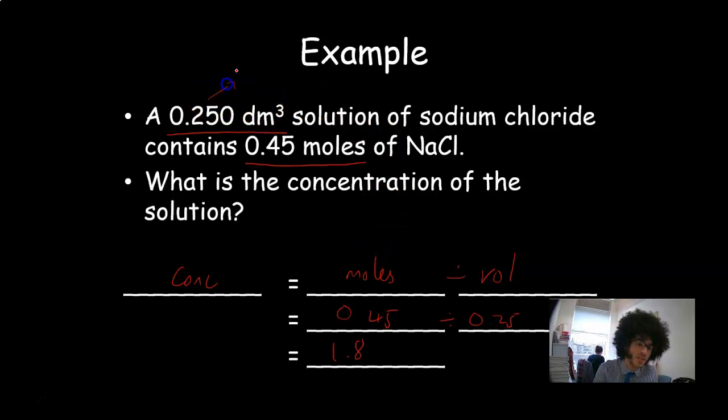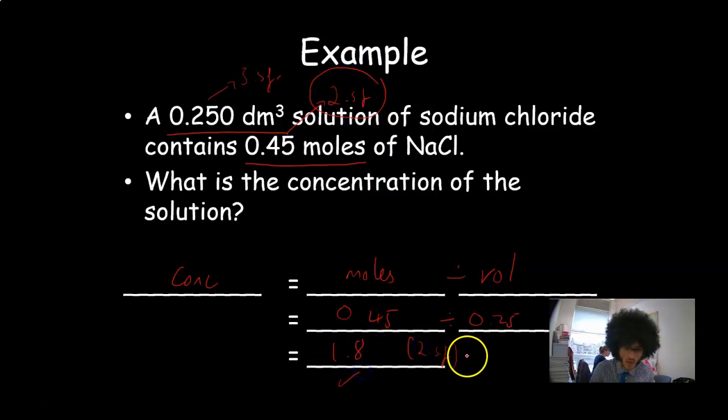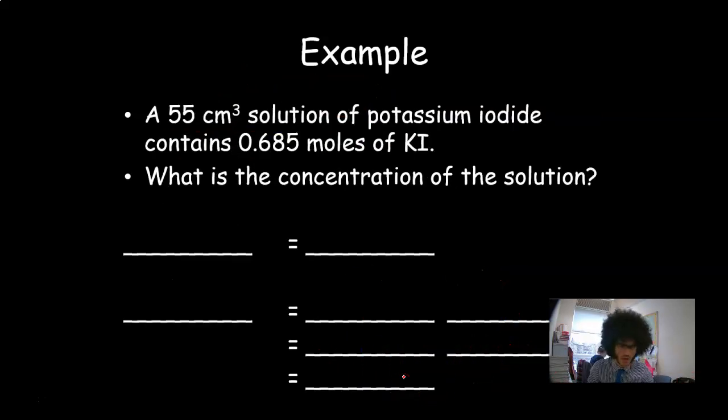This number is 3 significant figures. This is 2 significant figures. You have to go with the lowest for your final answer. So we're going to go with 2. If I check my answer, 1.8, that's 2 significant figures. So that works, and I'm happy with that. Remember the unit, it's moles per decimeter cubed. A little bit sloppy here. I probably should have put the units there before writing two significant figures, but life goes on. Let's try another one.